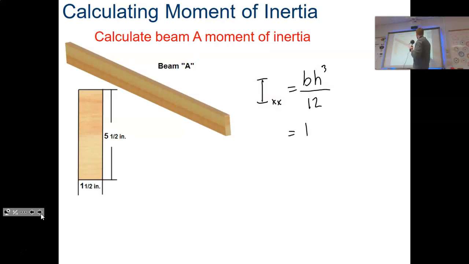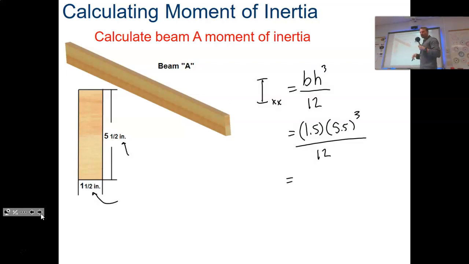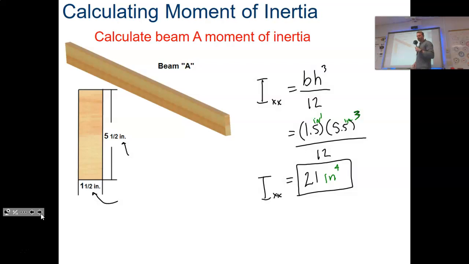So the base is 1.5, the height is 5.5, and I'm getting these numbers from right here, divided by 12. 1.5 times 5.5 cubed divided by 12 is 21. Now, this is inches, this is inches, inches to the third power, so this is inches to the fourth. They are some really funky units for the moment of inertia: inches to the fourth power. So this as a joist is 21.